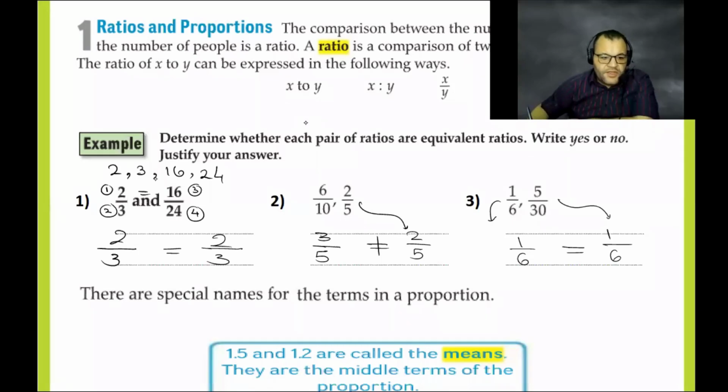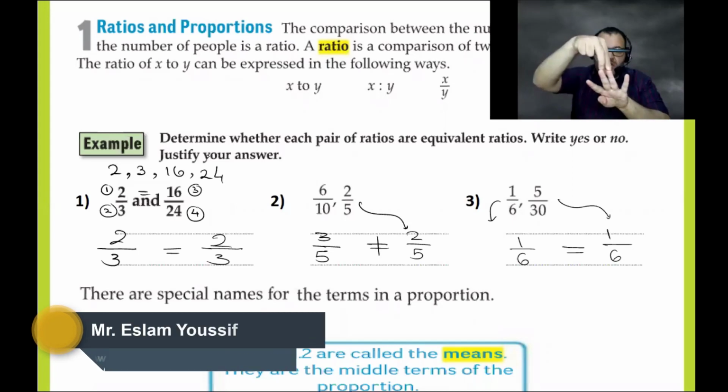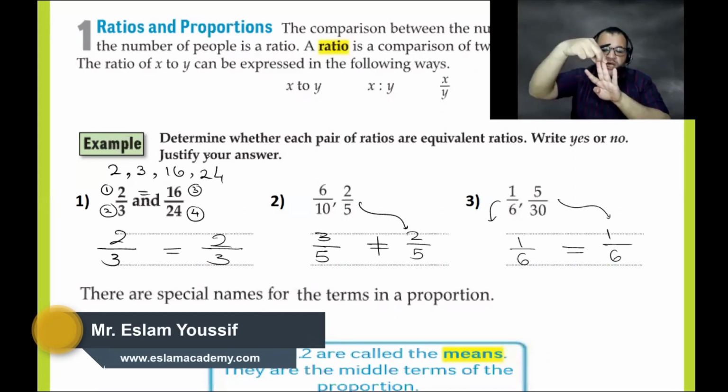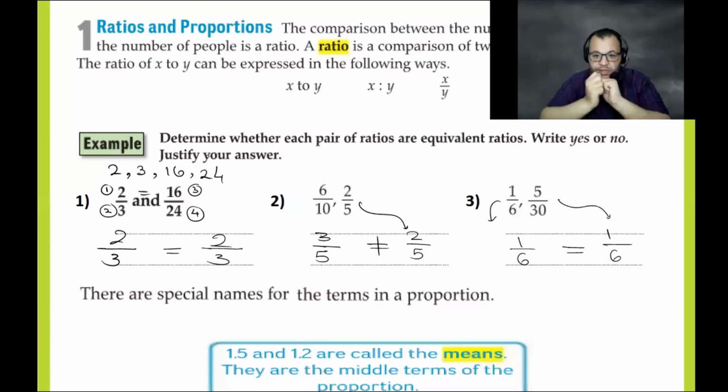So we have 2 over 3, 16 over 24. So we can say that 2, 3, 16, and 24 are proportion. The two numbers which lie outside are called extremes. How many numbers do we have? We have 4, 2 outside and 2 inside. The two numbers which lie in the middle are called means. The two numbers which lie outside are called extremes.